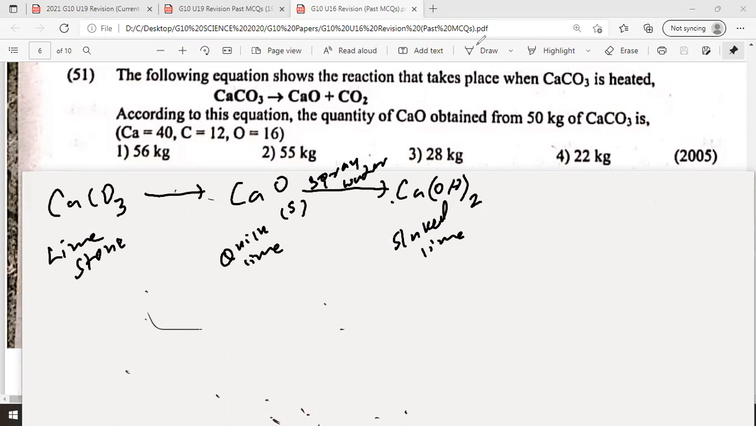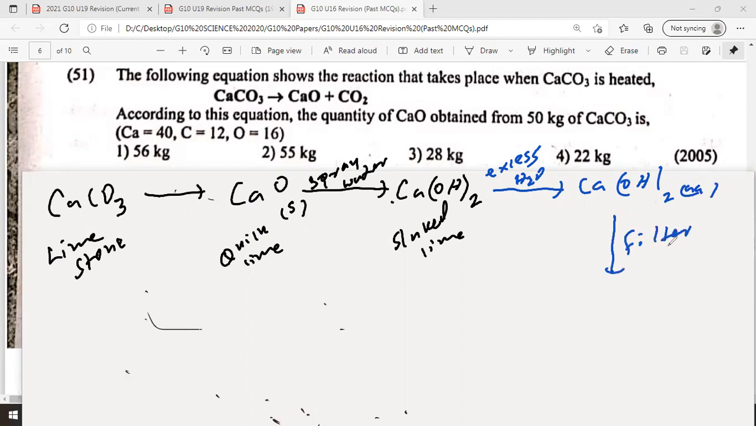What happens if you add one more step? You put in excess water and dissolve it. Then you get a heterogeneous solution. That is also calcium hydroxide, but aqueous, aq. Then you filter it. When you filter this, you get lime water. This is how you prepare lime water in the lab. Lime water is also calcium hydroxide, but it is homogeneous.